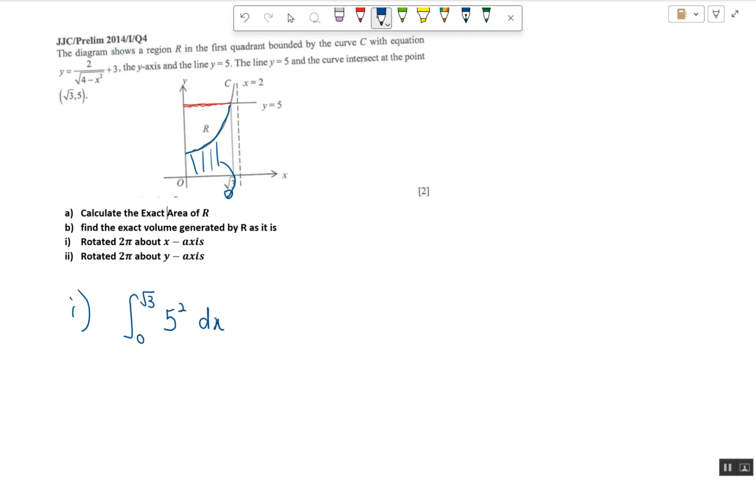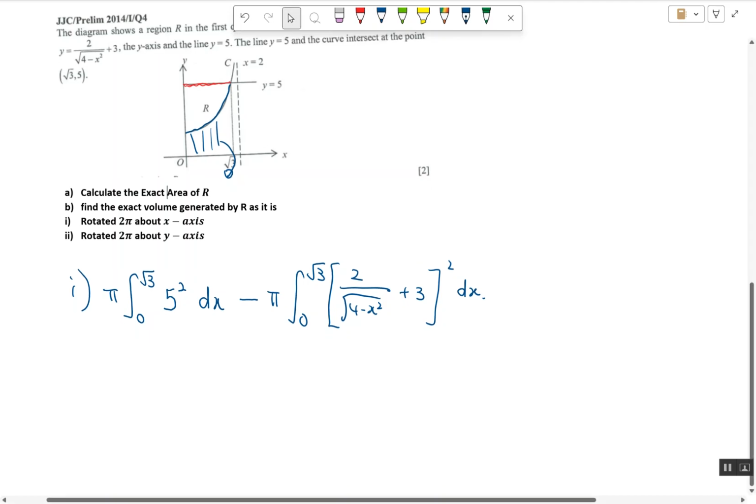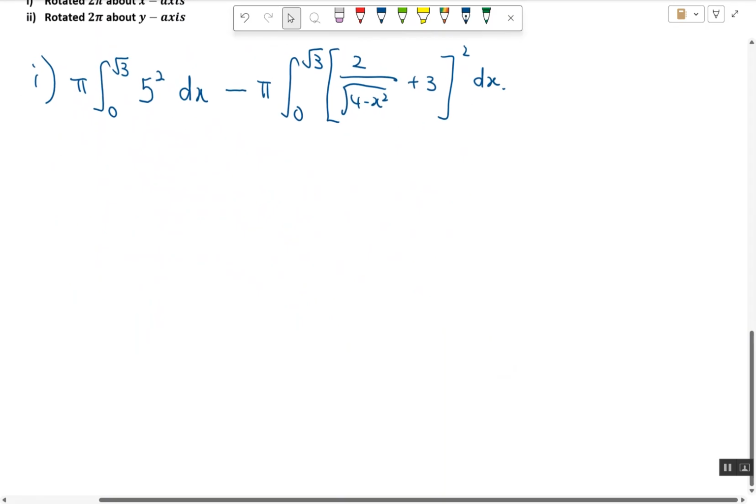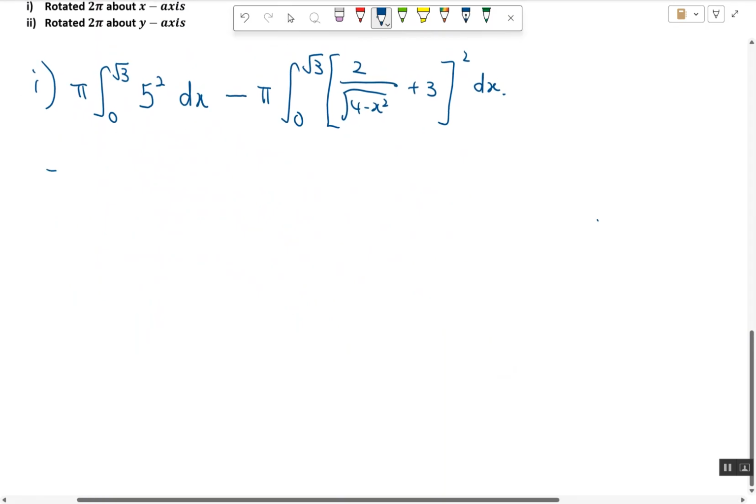So it should be minus, there's a pi over here, pi integral from 0 to root 3 of minus 2 over square root of 4 minus x squared plus 3, whole thing in brackets squared, dx. Okay? So this is how you form your equation first. Then the rest of it is purely integration. This is pretty simple. 25 pi.